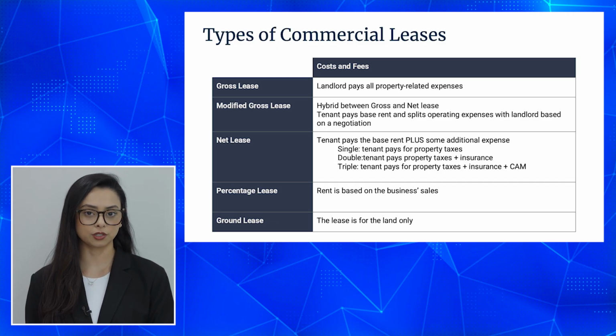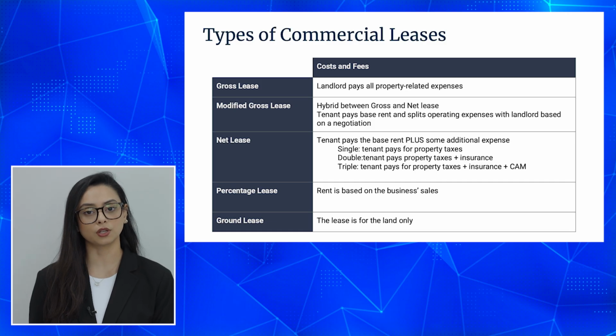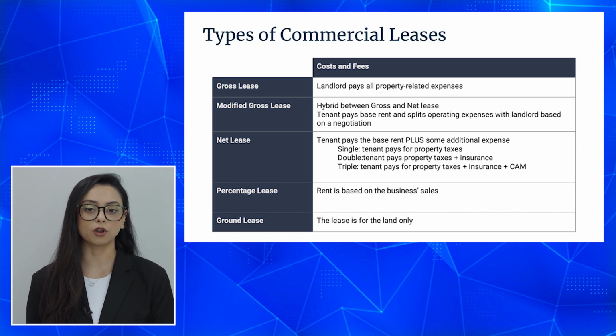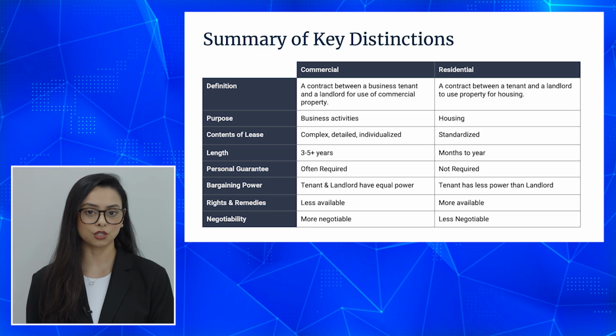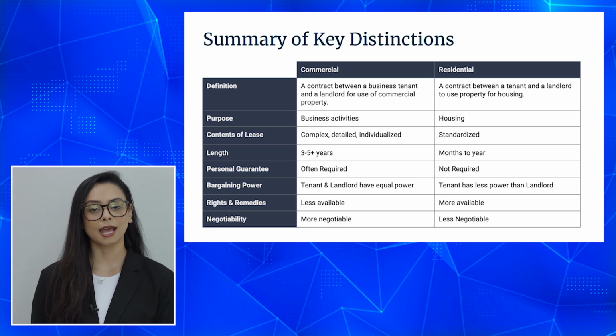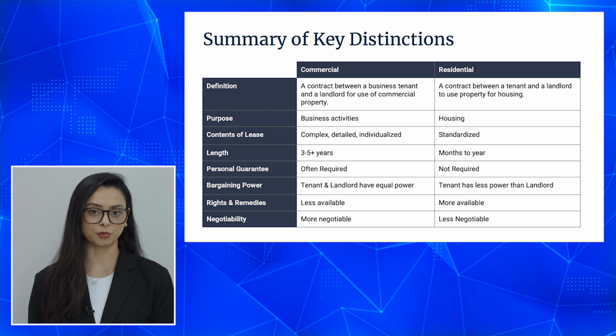Next, we have a percentage lease, which is when a tenant will pay their base rent based off of the number of sales the business makes each month. Lastly, we have a ground lease, which is a lease purely for the land, not for the property on the land. And as we wrap up this discussion on commercial leasing basics, here is a chart you can refer back to that has the key distinctions between commercial and residential leases, as well as the rights and remedies available to them.